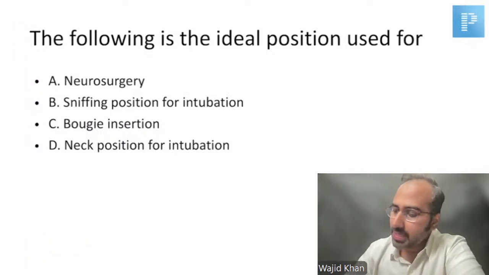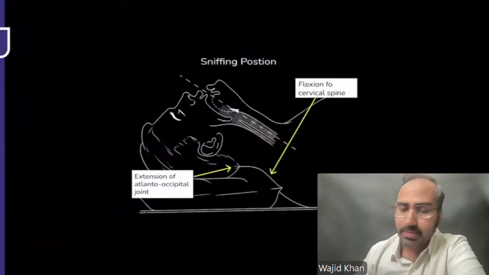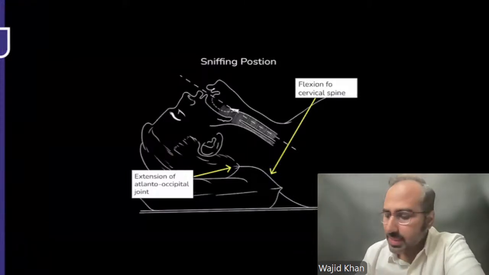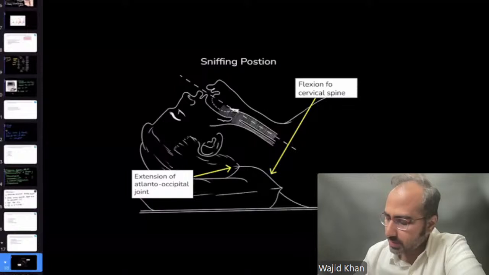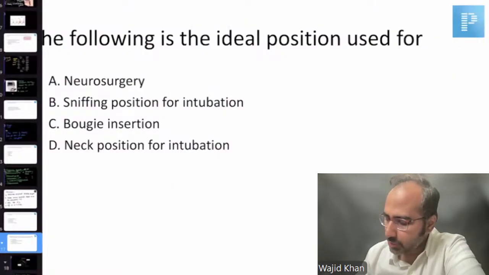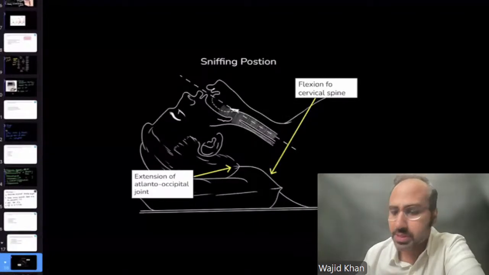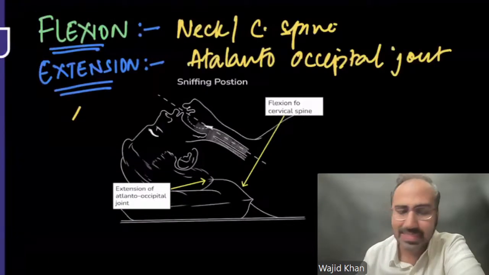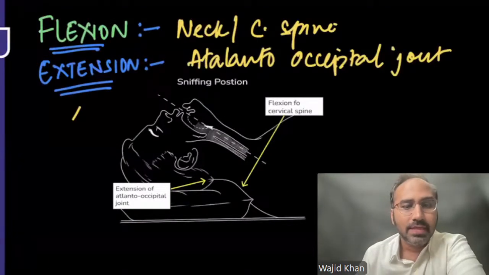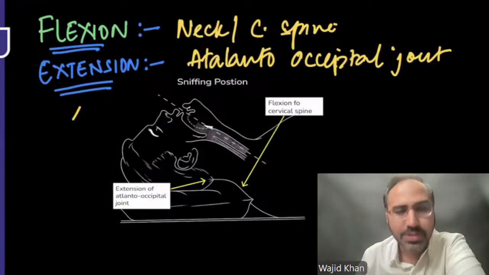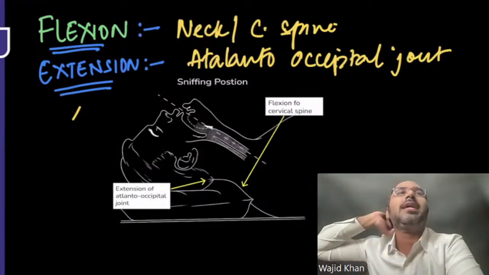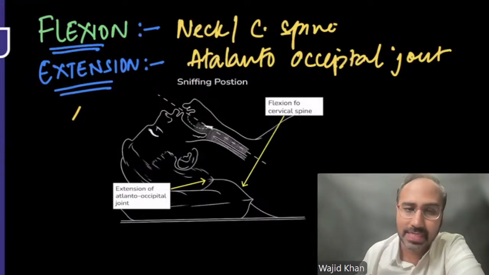Right. So basically, guys, just look over here. This position is a sniffing position. So you have mentioned for intubation. Sniffing position means what? If we look into our notes, sniffing position is the ideal position for intubation, where there is an extension at the atlanto-occipital joint and flexion at the neck.